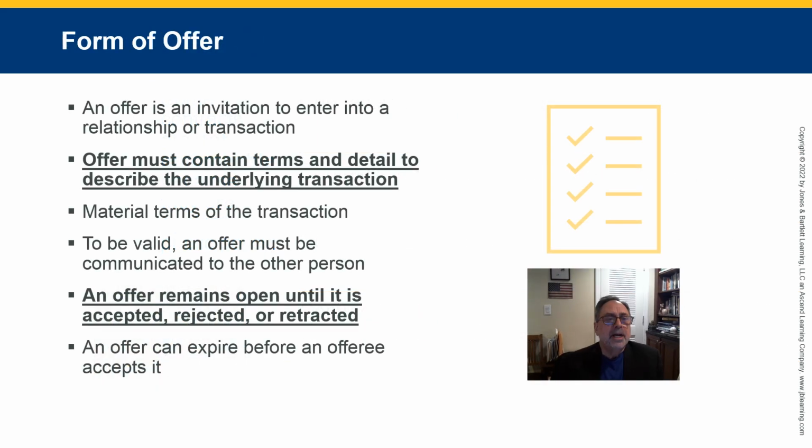So what is a contract? What are the important pieces to it? It must contain terms that are detailed enough that the person offering the contract is understandable to the other party. The offer remains open until it's accepted by the other party, rejected, or the party that originated the contract retracts it and says, well, I've changed my mind, I'm not even offering this anymore. That's a legal possibility too.